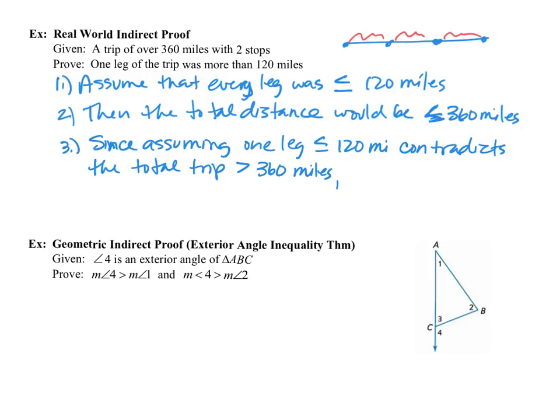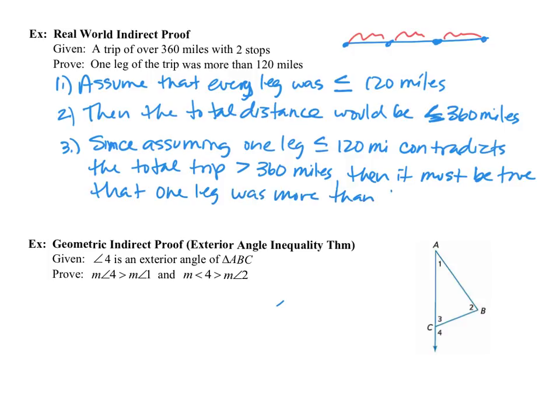Then we're ready to say, then it must be true that what must be true? The original proof statement, that one leg of the trip was more than 120 miles. Okay, so I hope you see that same template again.